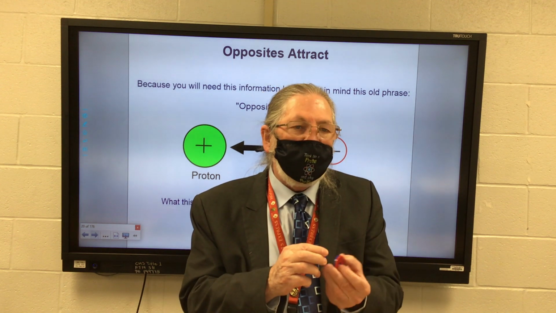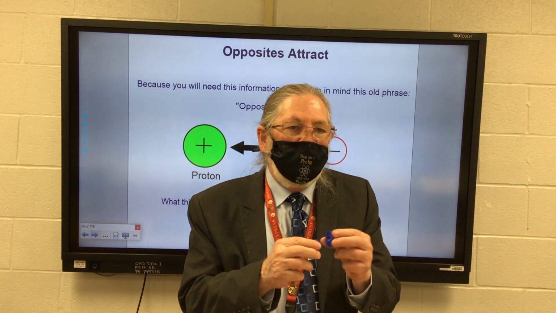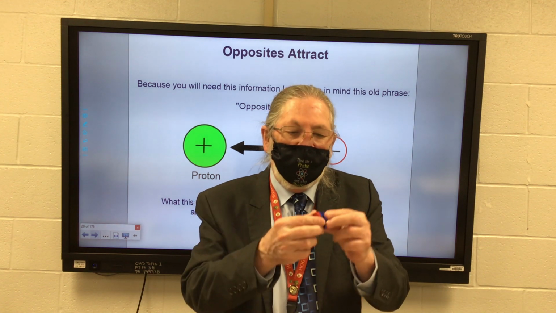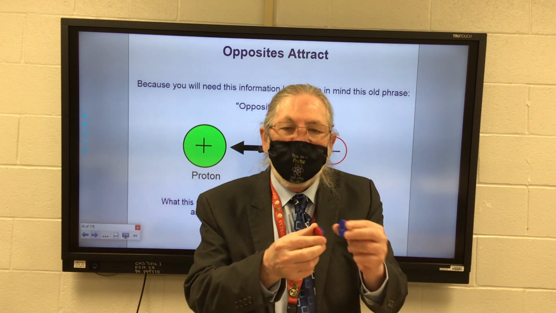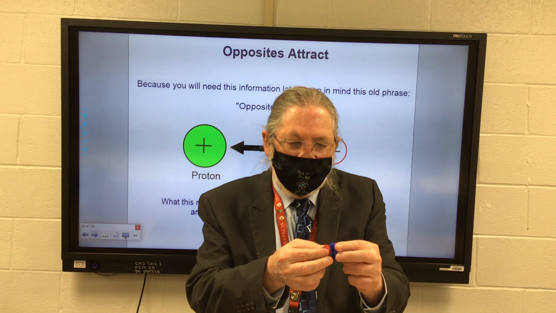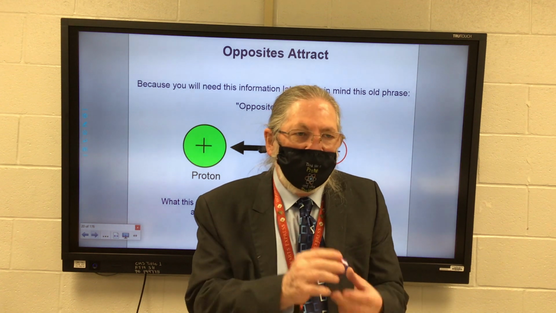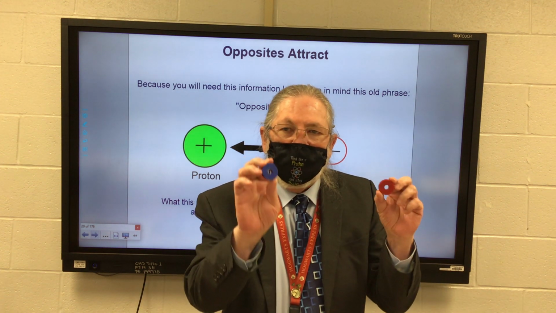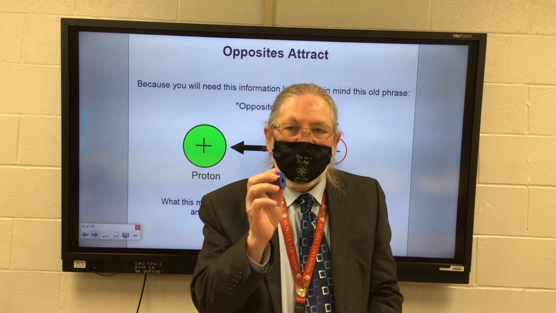How about if we put blue to blue? How about two electrons? Do they go together? No, they actually repel each other, don't they? You can see that. See, they won't even stick. But a proton and an electron, opposites attract.